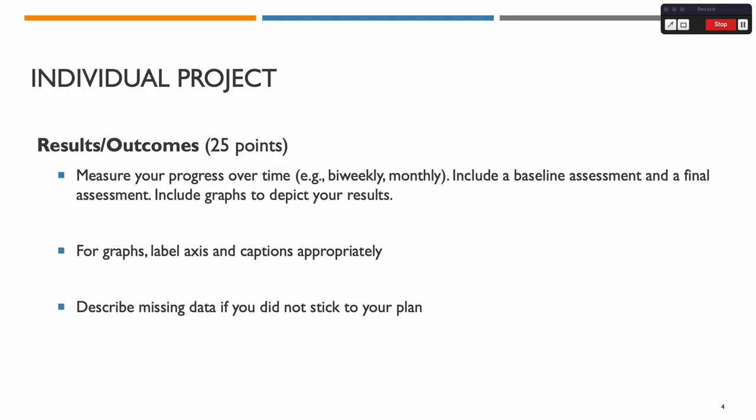These are always helpful. Again, if you're tracking weight over time or 5K time over a certain set of months, you can see how that's progressed. Make sure your graphs are labeled, have captions, describe if you're missing data, if something occurred maybe a certain week, or if you didn't stick to your plan, or whatever it may have been, you're going to want to put that in there as well. Again, both main and secondary outcomes.